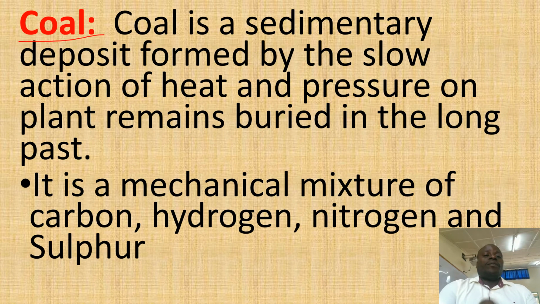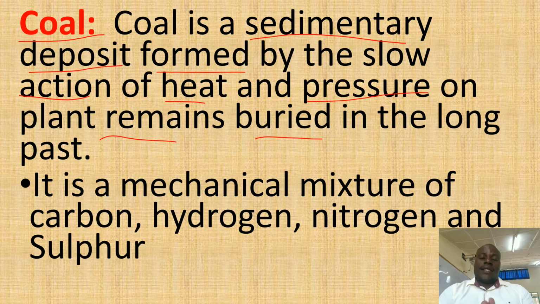Let's look at coal. Coal is the second example of non-renewable energy. What is coal? Coal is a sedimentary deposit formed by the slow action of heat and pressure on plant remains buried in the long past. When organic materials from plants decay, they change into peat, and peat is finally converted into coal. It is a mechanical mixture of carbon, hydrogen, nitrogen, and sulfur.